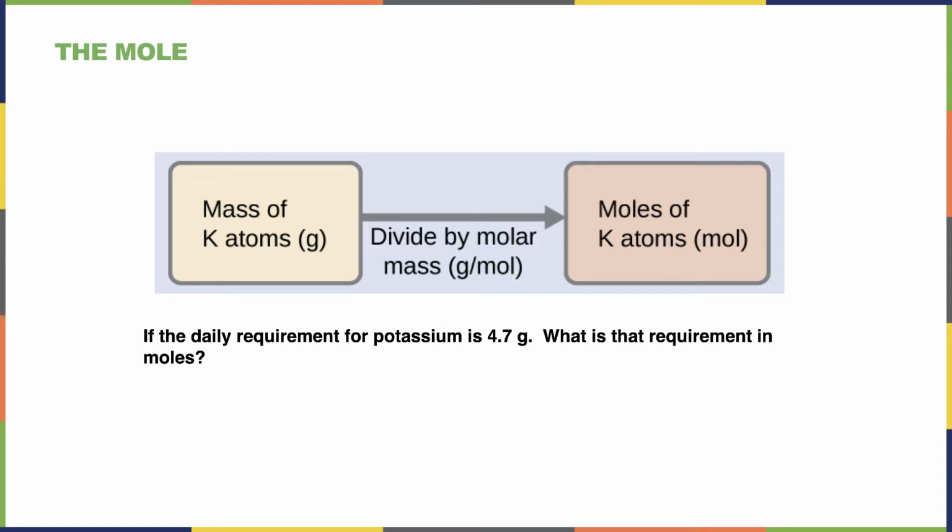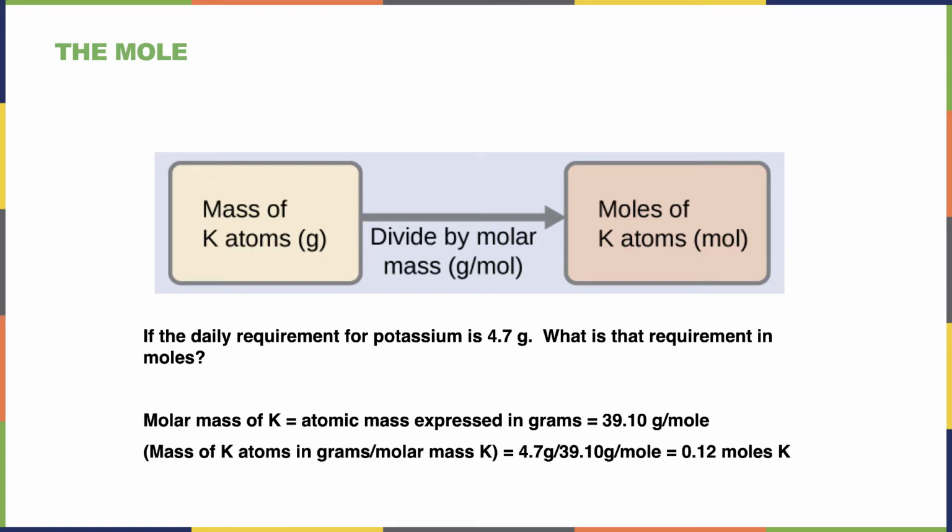So you would take the molar mass, which from the periodic table is 39.10. You'd express that as grams per mole, not AMU. And then you would take the 4.7 grams, divide that by 39.10, and you would end up with 0.12, two significant figures, moles of potassium. You'll also notice, if you do the dimensional analysis of this, that the grams cancel out, and you're left with the number of moles.